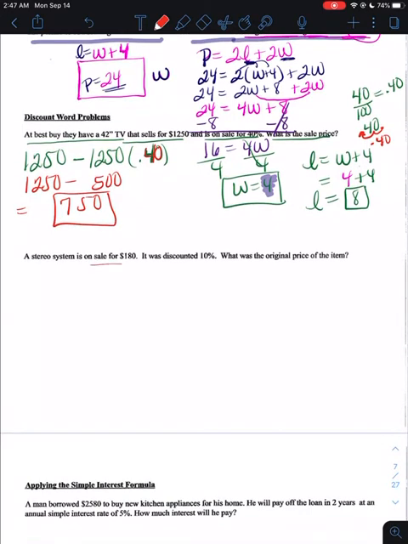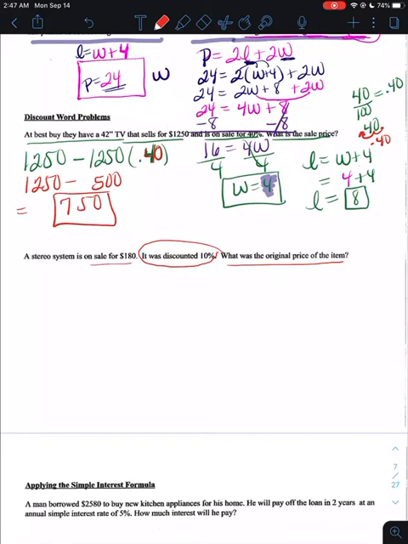A stereo system is on sale for $180. It was discounted 10%. What was the original price? All right, so I believe this is a question that's going to pop up on the test. I definitely know it's on a study guide, so watch out for this problem right here. They want to know what's the original price of the item. So what was the price before it was on sale?